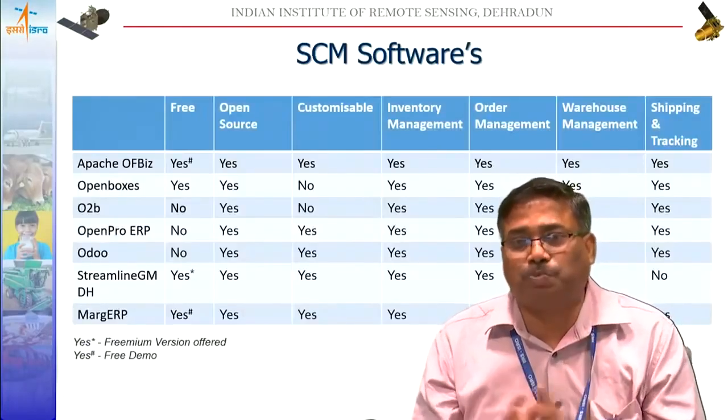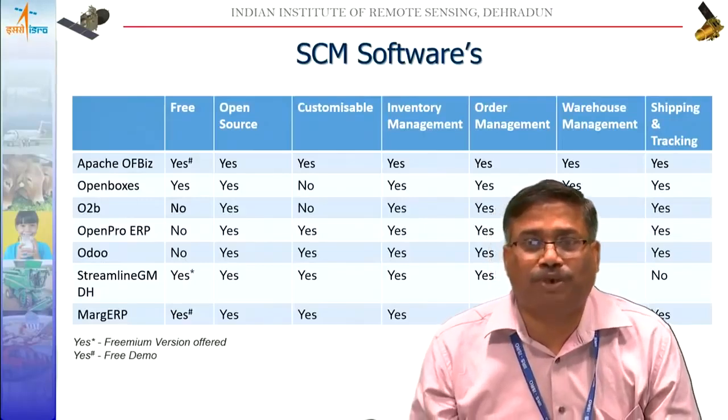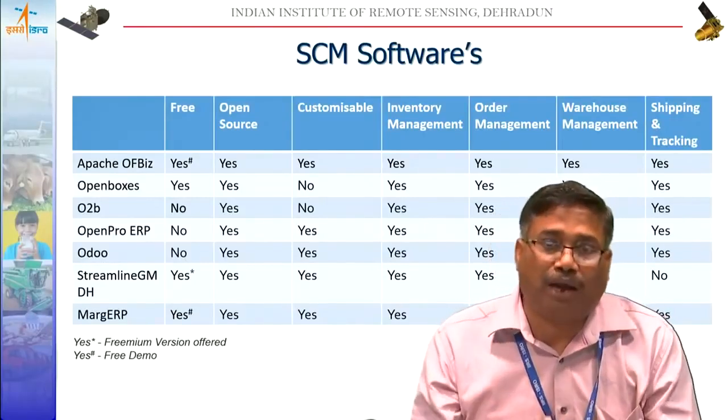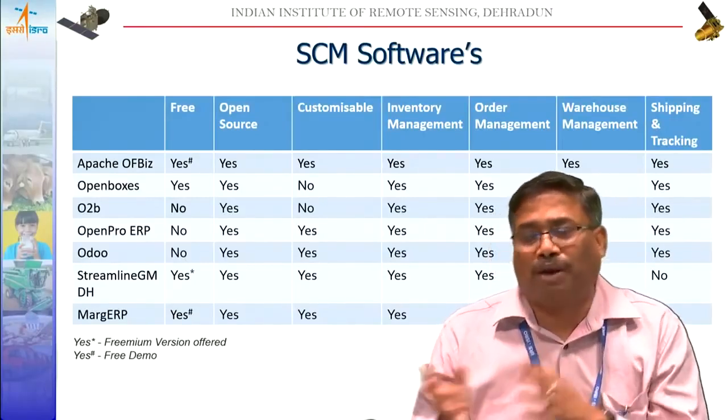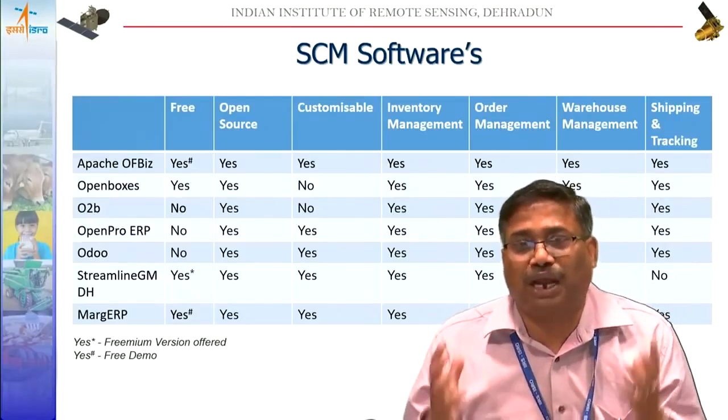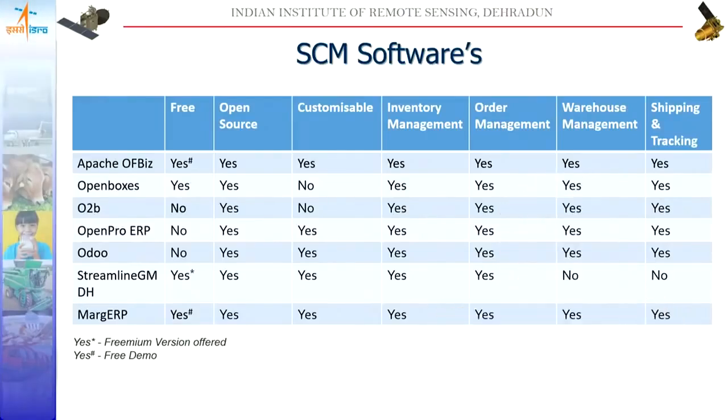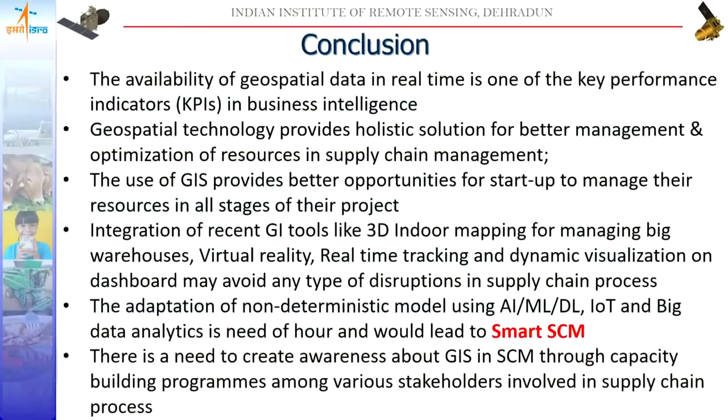Even some very specific supply chain management software is available. Some of them are, I think all of them are open source, but few of them are free, which can allow you to customize your information. Inventory management can be done, order management can be done, warehouse management can be done, as well as shipping and tracking can be done. So all these software can really help you to develop the entire supply chain, which can have a better process flow among different components.